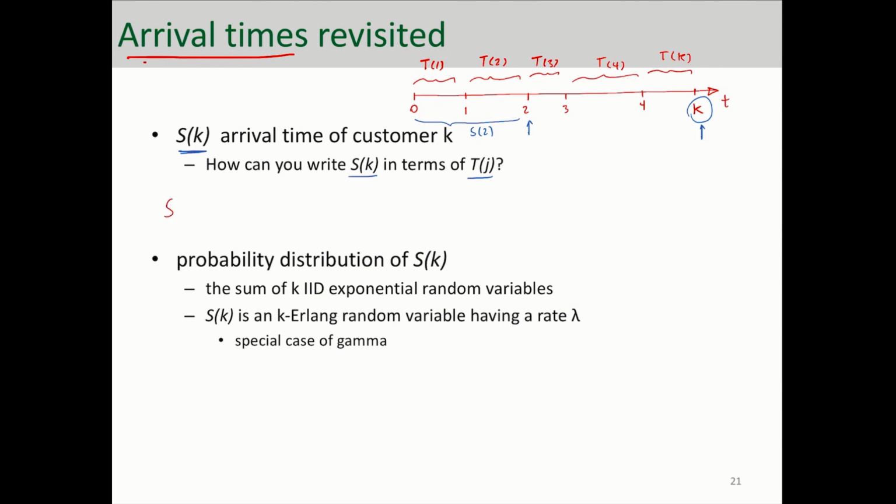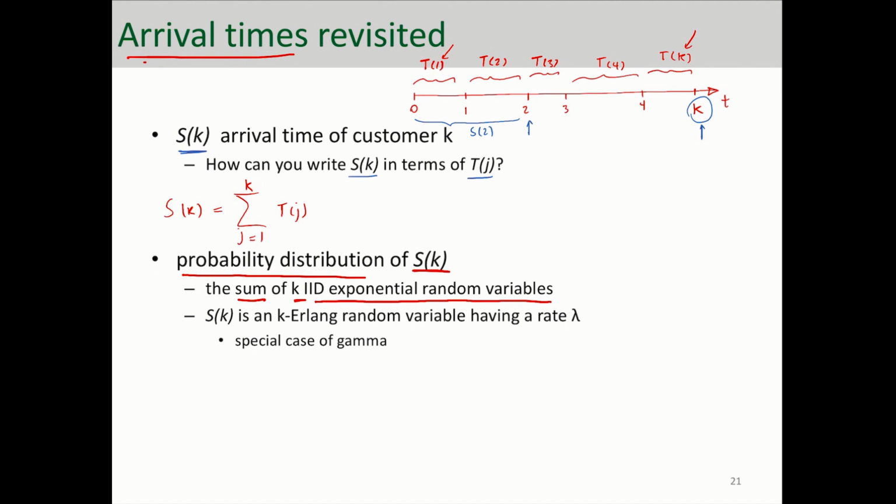If you add them up all the way to customer K, you get the arrival time of customer K. So S of K, the arrival time of customer K, is the summation of inter-arrival times, from T1 all the way to Tk. The iteration goes from customer 1 to customer K. Because S of K is a random variable as well, you never know when the customer is going to arrive. But it is a sum of K IID exponential random variables.